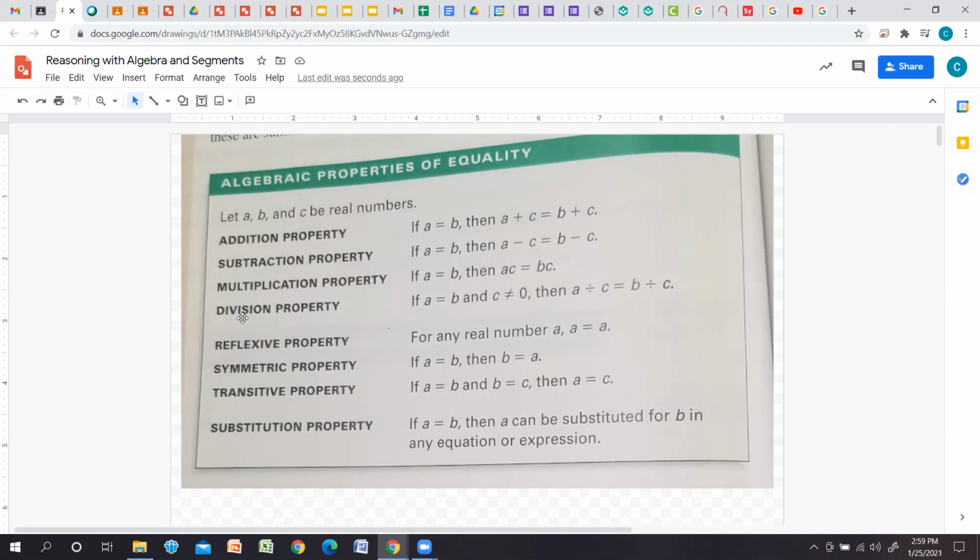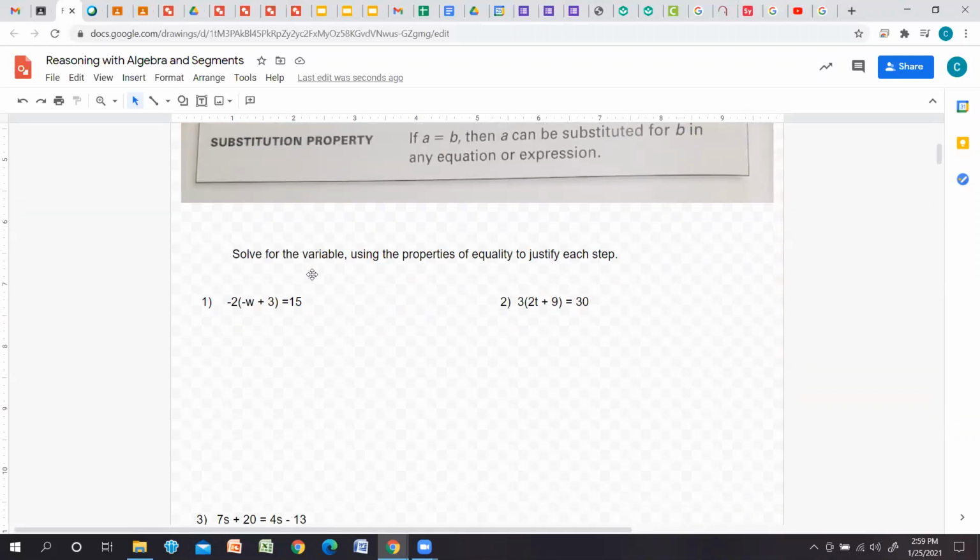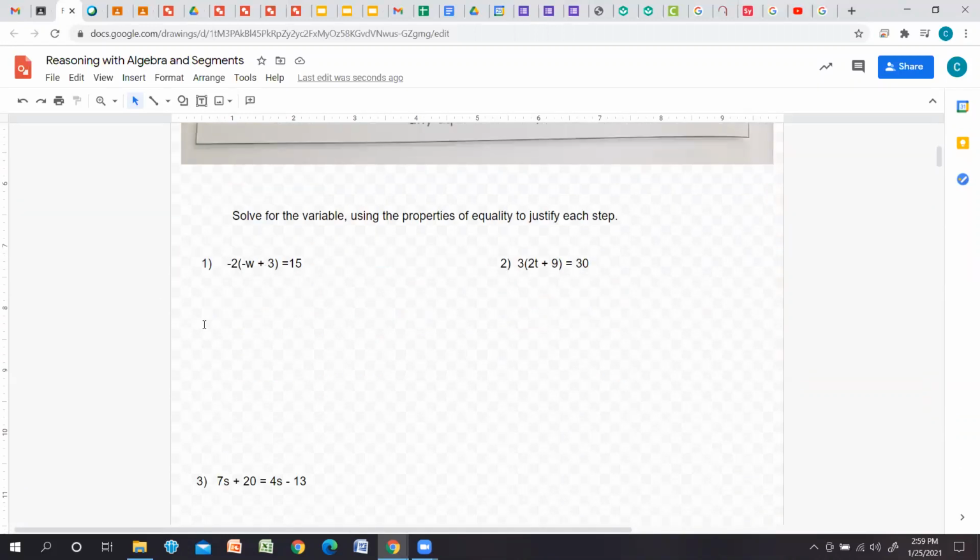For this assignment, we'll be applying the properties that we've learned and using them to justify each step of either our equations or our statements about line segments. Up here we have the properties of equality. At the top are the arithmetic properties, and down here we have the reflexive, symmetric, transitive, and substitution properties. We're going to first go through each of these. I'm going to summarize this assignment.